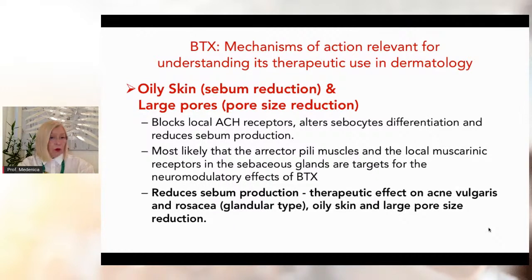When we are dealing with oily skin and large pores, finally we can achieve reducing sebum production. So we can expect some therapeutic effects on acne vulgaris and rosacea, particularly glandular type, on oily skin and large pore size reduction.